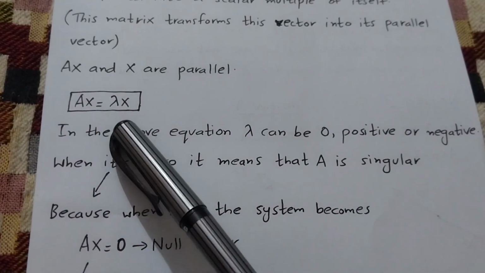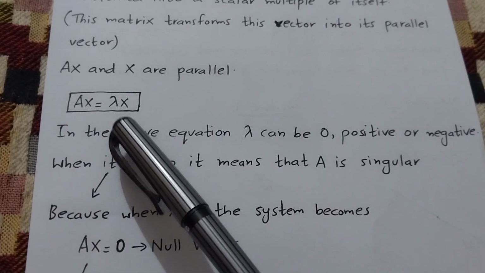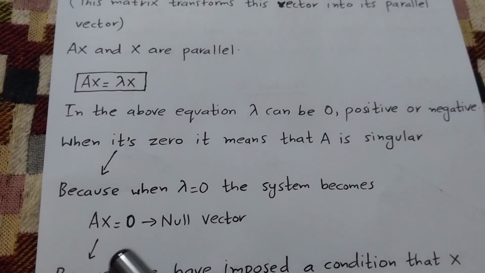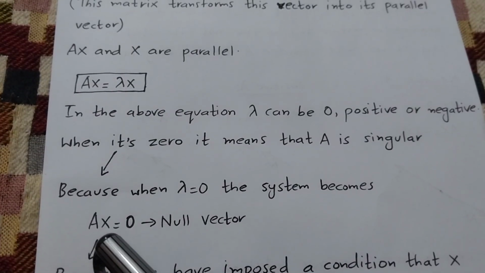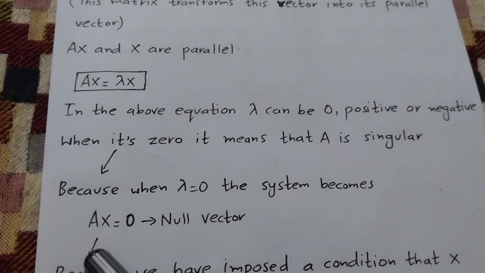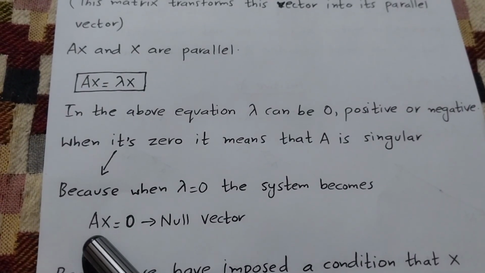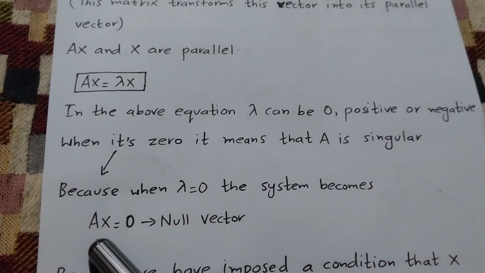Ax is equal to, when we put lambda is equal to 0 in this particular equation, it becomes ax is equal to 0. And ax is equal to 0, and we are interested in x. And x can't be a 0 vector, it must be a non-zero vector, because we are interested in a non-trivial solution. And for that to happen, this particular matrix A must be singular. Otherwise, we won't get a non-trivial solution.